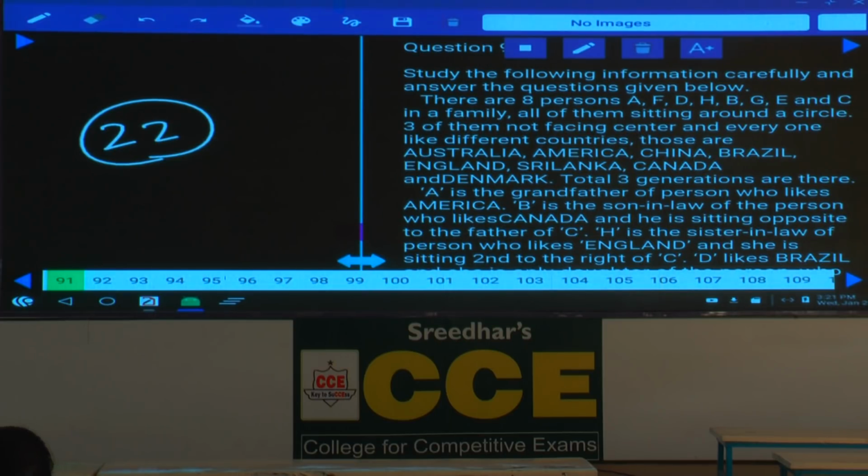3 of them are not facing the center. That means among these 8 persons, 3 persons are facing away from the center, and 5 are towards the center.